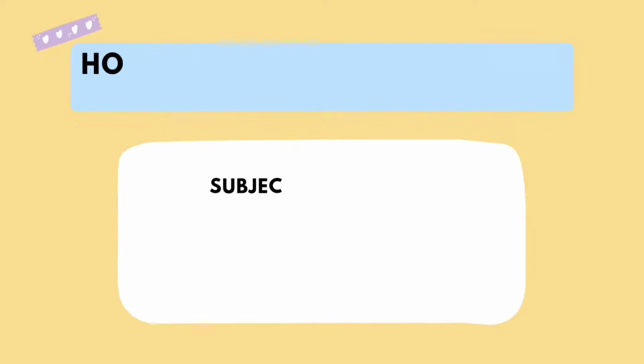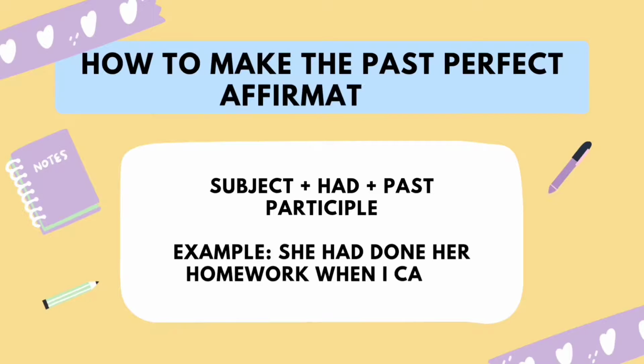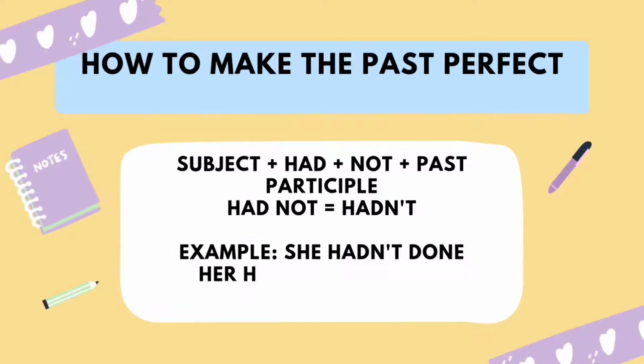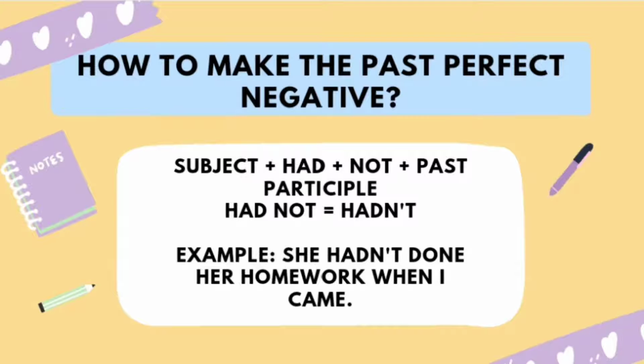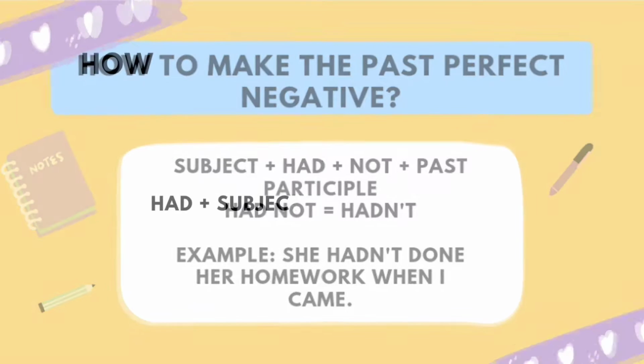For example, she had done her homework when I came. How to make the past perfect negative. To form the negative, simply add not after had. Subject plus had plus not plus past participle. We can also use the contraction hadn't. For example, she hadn't done her homework when I came.